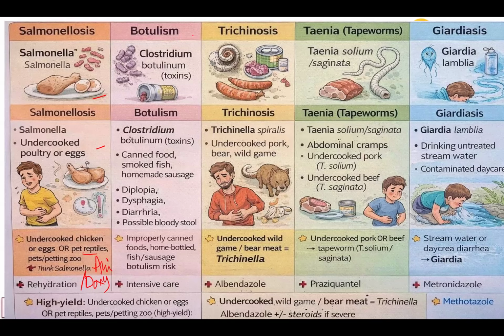Now coming to botulism. Botulism can also cause gastric symptoms or foodborne disease. Where does this botulism come from? It can come from canned food, smoked fish, or homemade sausages. It is very common in people in Japan because they often eat smoked fish, or in anyone who eats mostly canned foods. This is the cause of botulism.